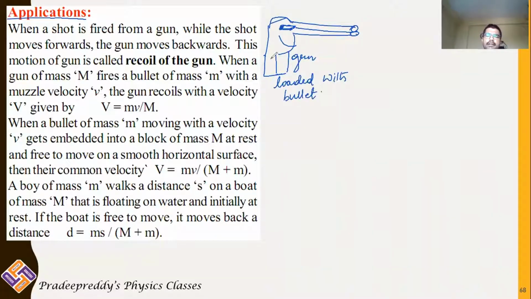Now, initially, when the gun is being loaded, it stores potential energy. This gun stores potential energy. Initially, the gun is at rest, and the bullet is also in rest position. So when the gun is loaded with a bullet, both gun and bullet are at rest.